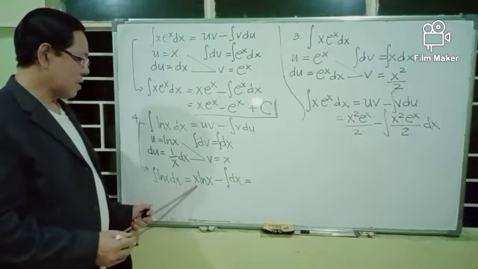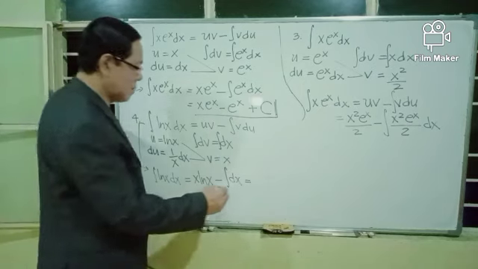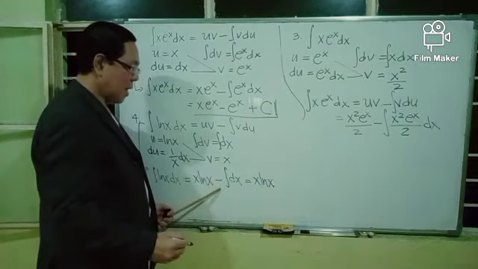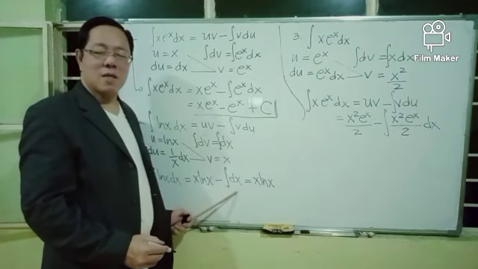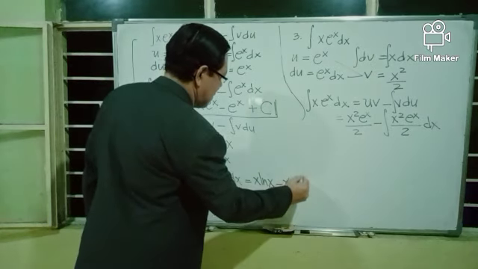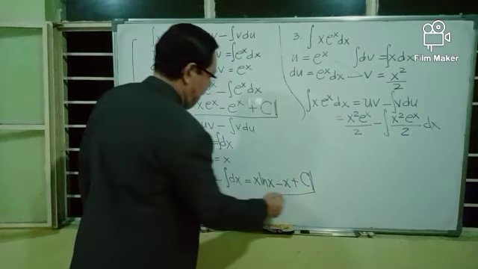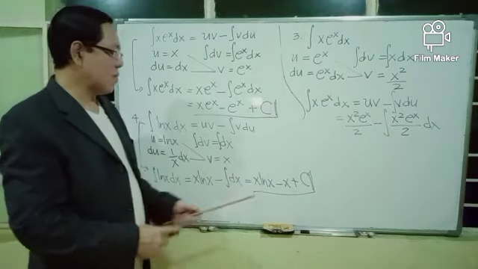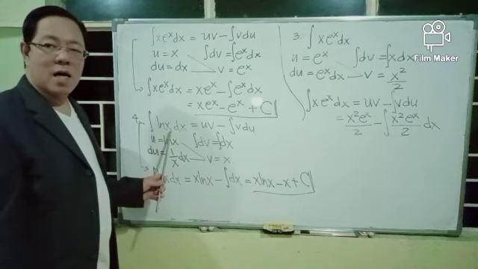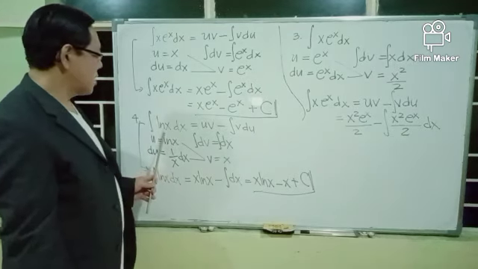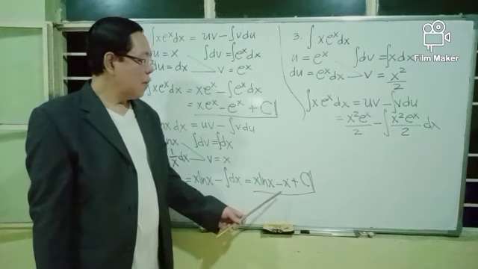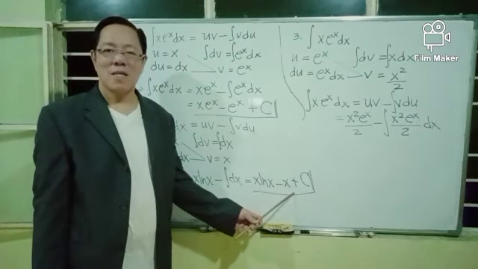The first term is the same, x ln x, minus the integral of dx, which is x, plus the constant of integration c. Therefore, the integral of ln x dx, or the integral of ln x with respect to x, is x ln x minus x plus c.